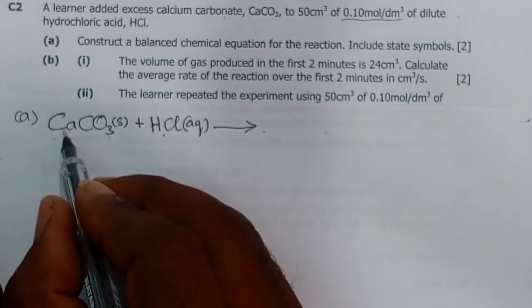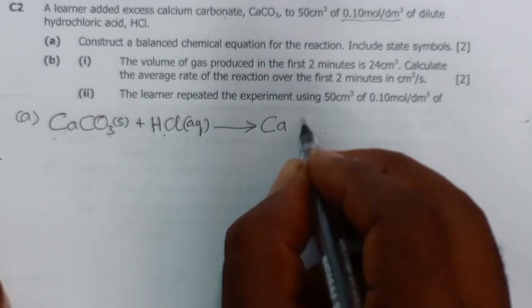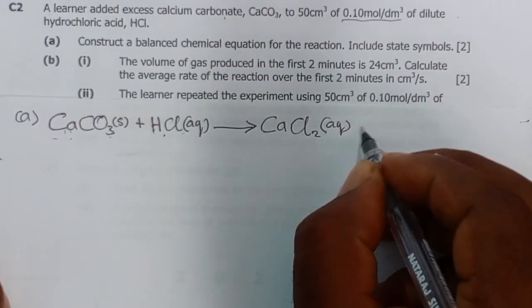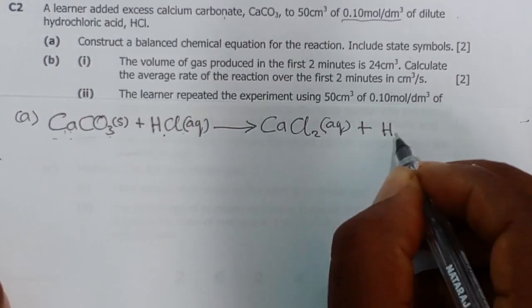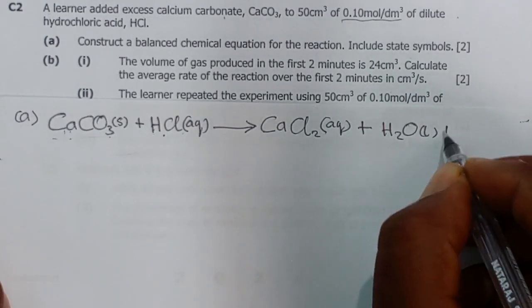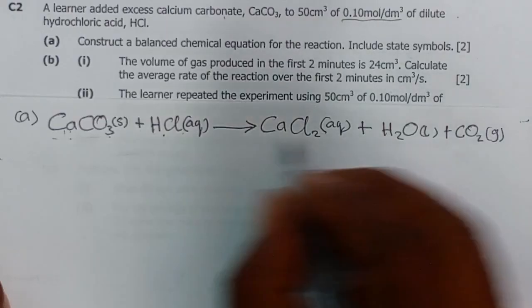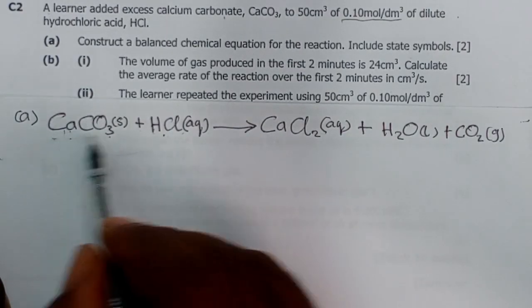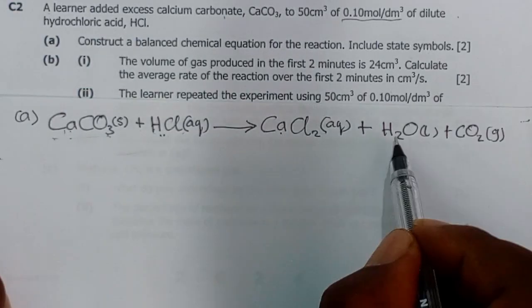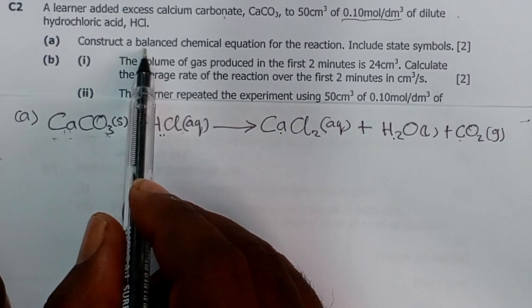So the salt that we are going to have is calcium chloride. Calcium chloride, it is aqueous, plus water, which is a liquid, plus carbon dioxide, which is a gas. So remember, whenever carbonate reacts with an acid, what we have is a salt plus water plus carbon dioxide. But they are telling us a balanced chemical equation.